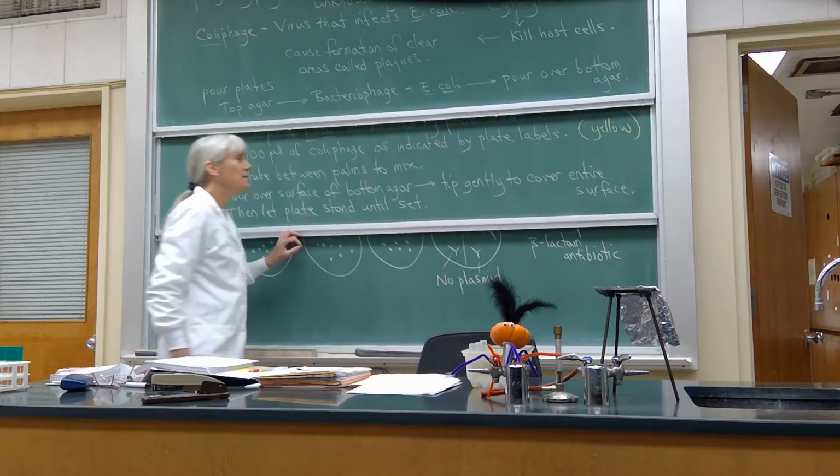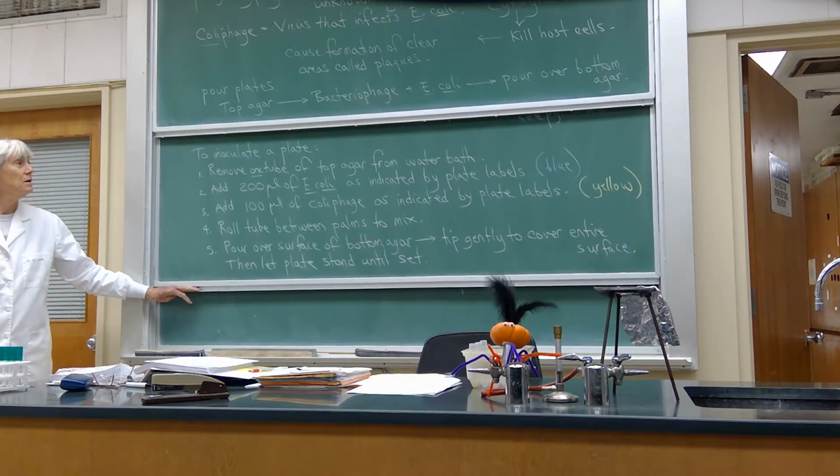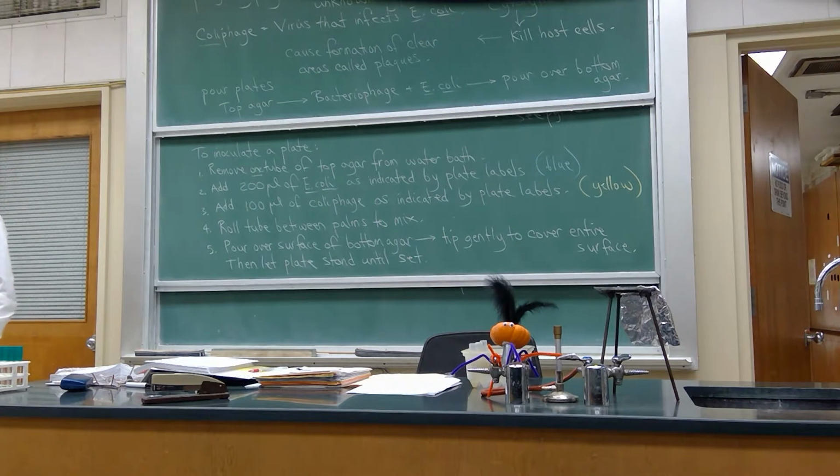Now, do you need additional instructions? As of now, no, because your plates are labeled. Your plates tell you exactly what goes on there. You get one tube of top auger out. You add 200 microliters of E. coli. You add 100 microliters of phage. Roll to mix, pour on the bottom.